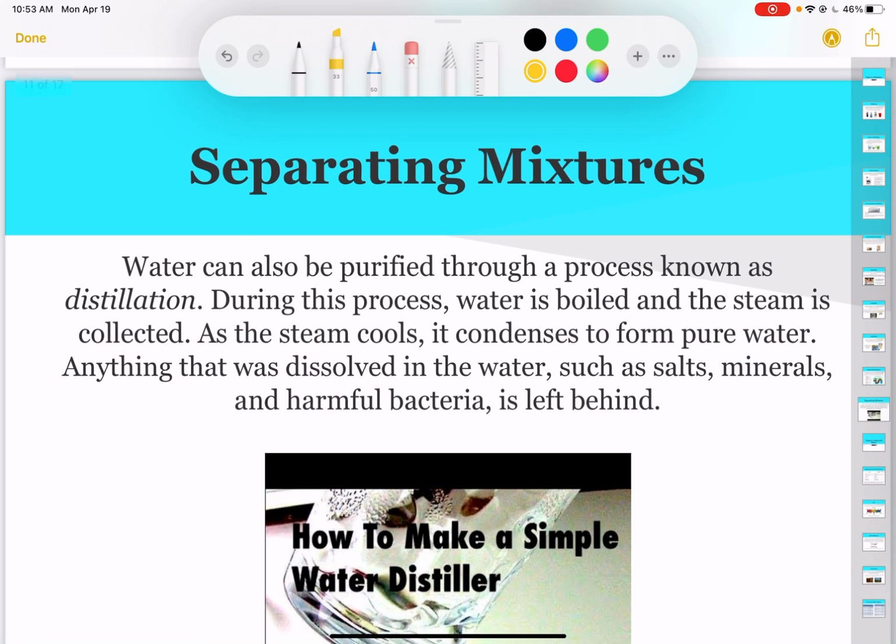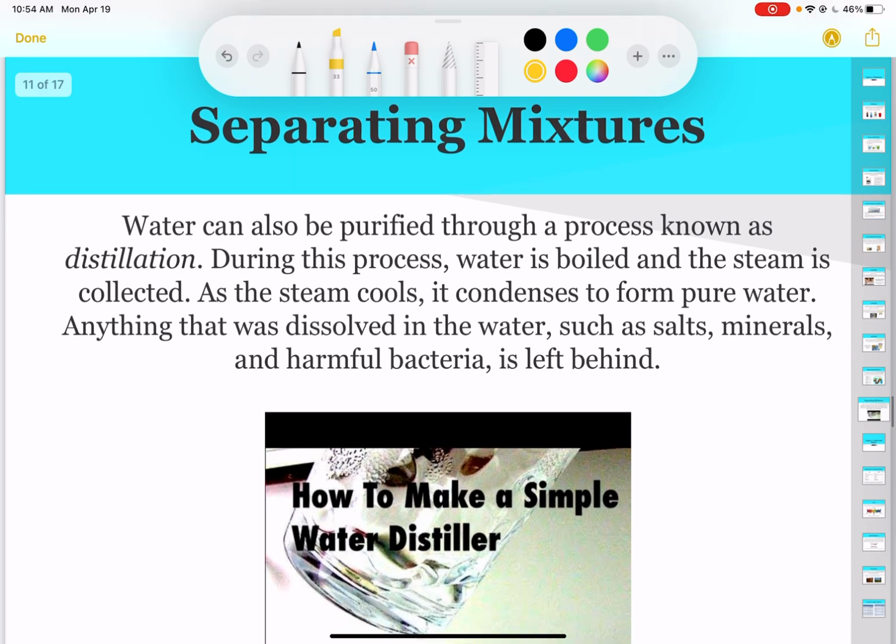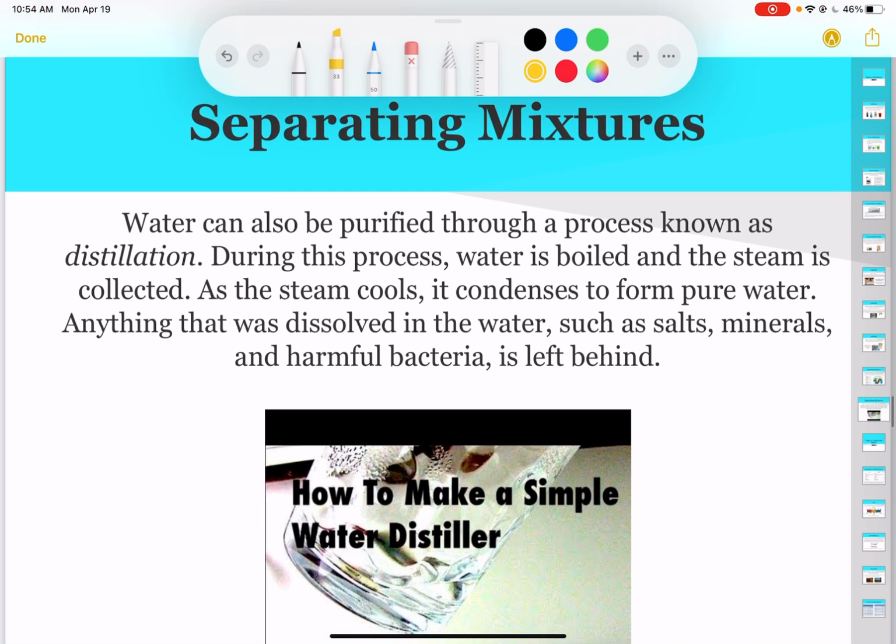Water can also be purified through a process known as distillation. During this process, water is boiled and the steam is collected. As the steam cools, it condenses to form pure water. Anything that was dissolved in the water, such as salts, minerals, and harmful bacteria, is left behind. So this is, in chemistry, normally the way that we would separate water from the other things in it. You just heat it up, the water boils, all of the steam gets collected in a different sort of container, and that steam eventually will cool down, and what's left would be just pure water.